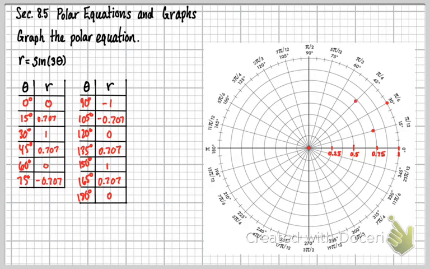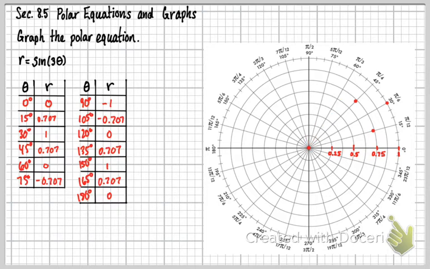0.707. Now keep in mind, it's going to be at the same place over here for this one, but on the other side. So then my next point is going to be back at 0 again. So now I'm back here again. And then my next point is going to be at 60 degrees. Oh, that was at 60 degrees, I'm sorry. So at 60 degrees, it's going to be 0.